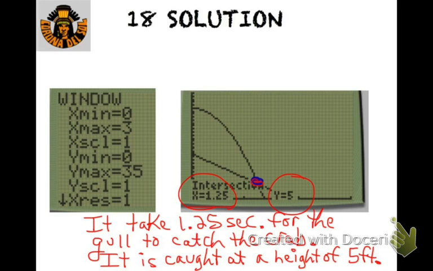So then I calculated the intersection. So second, calculate. It'll be on one of the graphs, and you press enter and it pops to the other graph, and then you press enter again and it guesses the point of intersection. This one intersected at 1.25 as the x-coordinate, and the y-coordinate was 5. So we know that it takes 1.25 seconds for the gull to catch the crab, and he caught the crab at a height of 5 feet.